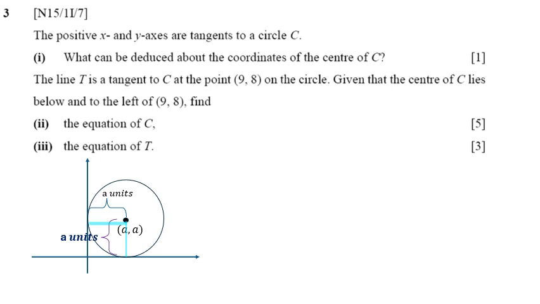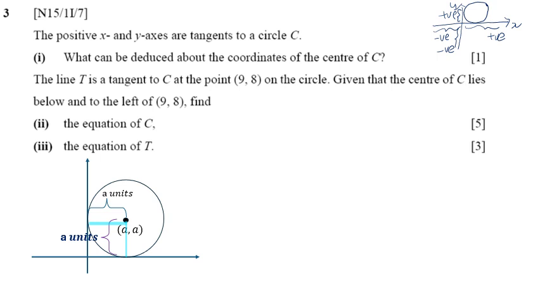In this question, we are told that the positive x and y axes are tangents to a circle, and this circle is called circle C. What do we mean by the positive x and y axes? If I draw the Cartesian plane for you, this will represent your positive x-axis, this will be your negative x-axis, this one is your positive y-axis, and this is your negative y-axis. So to have positive x and y axes as tangents means your diagram must be drawn in the first quadrant, which is what I've shown you on the diagram.